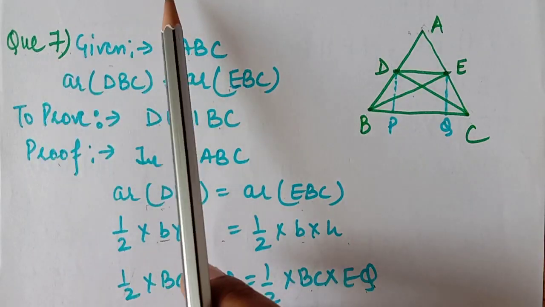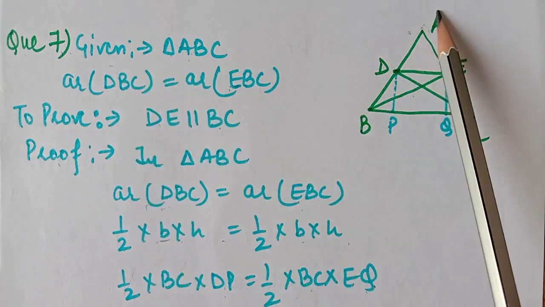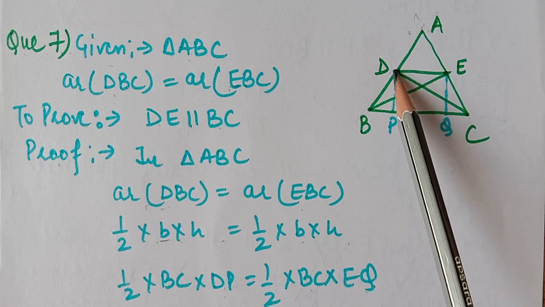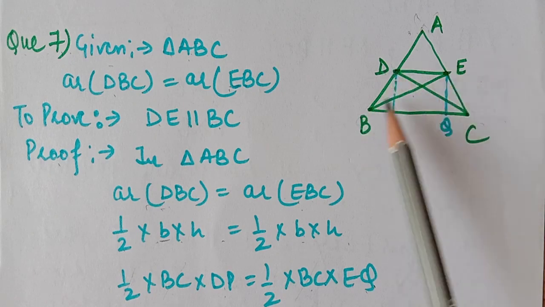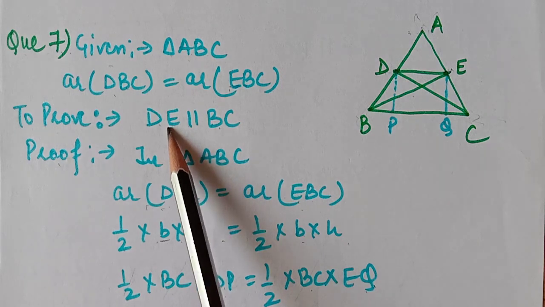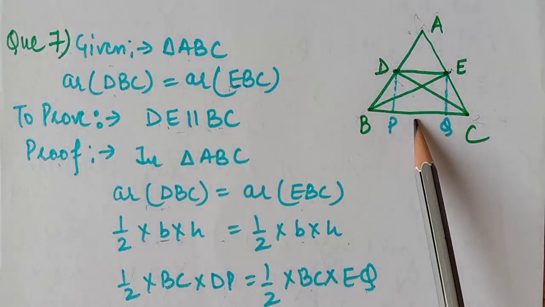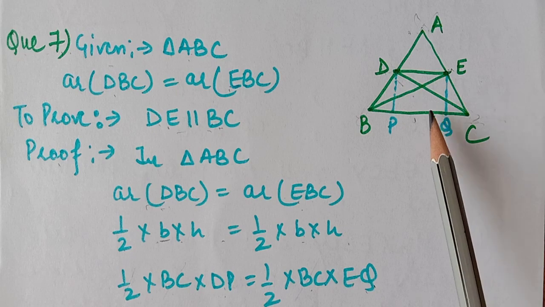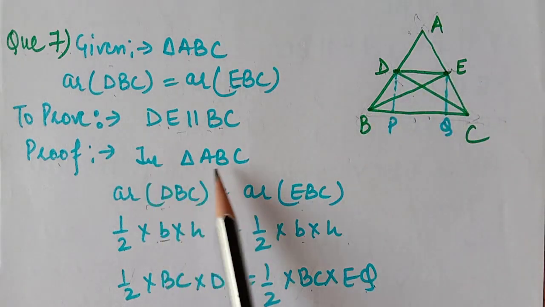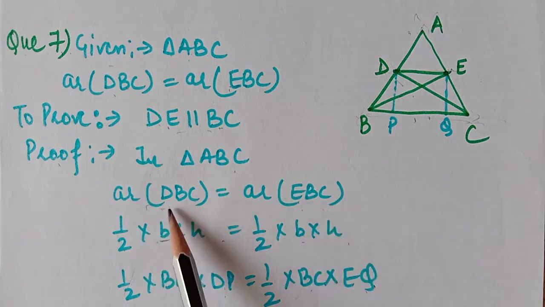Question number 7 from exercise 9.3: a triangle ABC is given, and it is given that area of DBC and area of EBC are equal to each other. We have to prove that they both lie between the same parallels. They are both present on a common base. It is clearly visible, but we have to prove that they both lie between the same parallels. The areas of these two triangles are already given, and they are equal to each other.